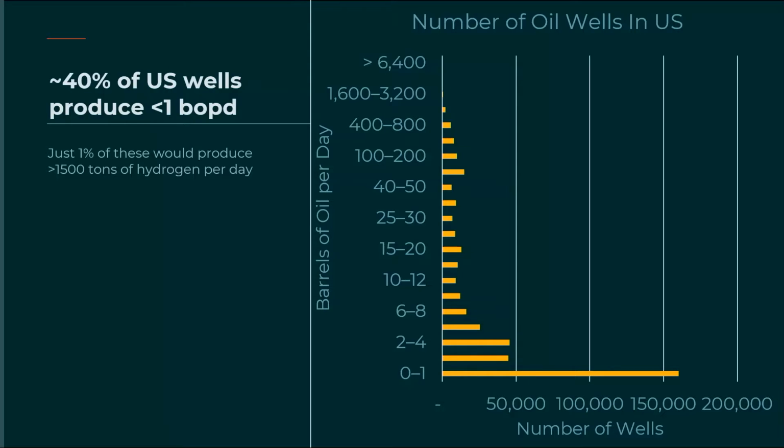So if Cemvita is able to target just 1% of these 40% of wells, we would be able to produce 1,500 tons of hydrogen, hopefully not CO2, every single day. And that would equate to roughly $3 to $8 million in revenue every single day.